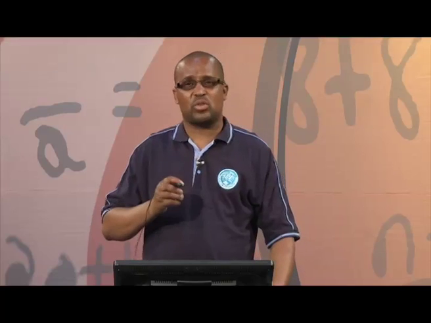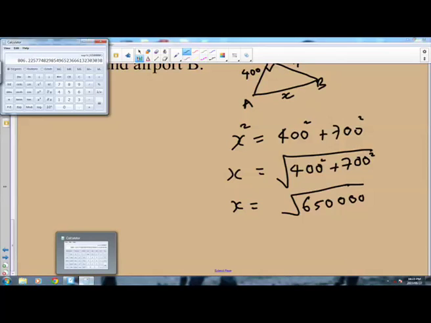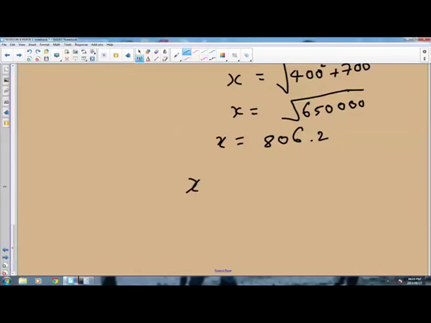We calculated x and we found that x is equal to the square root of 650,000. So we are to take the square root of 650,000, and the answer is 806.2. We can just write 806.2. So this is simply saying x is equal to 806.2, which approximates to x equals 806 to 3 SF.